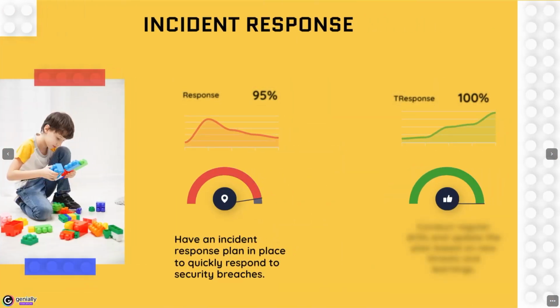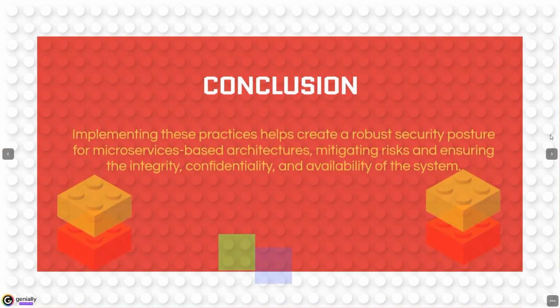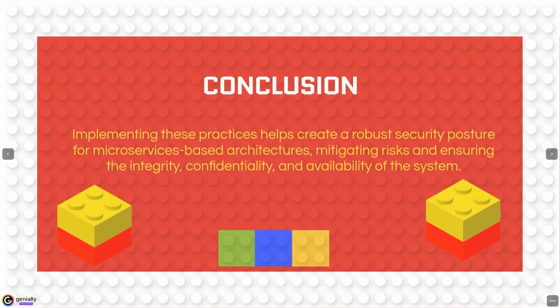Next one, incident response. We have an incident response plan in place to quickly respond to security breaches. We conduct regular drills and update the plan based on new threats and learnings. So, in conclusion, implementing these practices helps create a robust security posture for microservices-based architectures, mitigating risks and ensuring the integrity, confidentiality, and availability of the system.